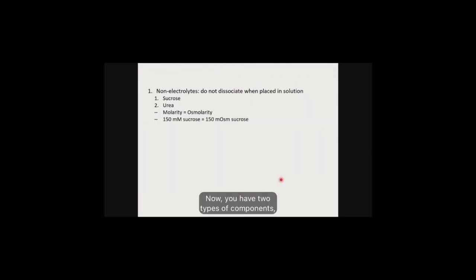Now, you have two types of components, non-electrolytes and electrolytes. Non-electrolytes do not dissociate when you place them in water. So for example, sucrose, glucose, urea, you put them in water, they don't dissociate. They remain as glucose or sucrose or urea, right? So the molarity and the osmolarity here are going to be the same. So if you have 150 millimolar sucrose, that's going to be 150 milliosmolar sucrose because it's not dissociating, so the number of solute particles is still 1.